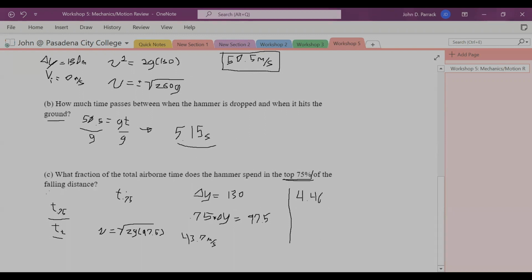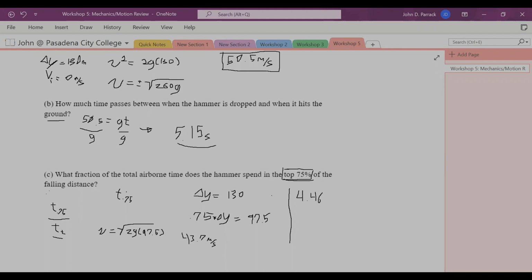4.46 seconds. Okay, now before we look at this fraction, let's think about one more intuition check, one more gut check. How do you think this fraction is going to relate? Let's compare it to 75%. Do you think it will take 75% of the falling time to cover 75% of the falling distance? Or will it be less than 75% of the falling time? Or will it take more than 75% of the falling time to cover 75% of the distance? Think about that.